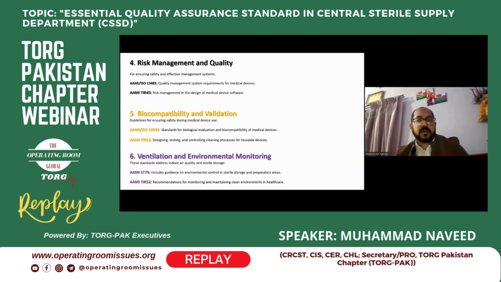Our decontamination zone needs a different temperature and humidity, and we have to maintain a different number of air exchanges per hour for air circulation. In our packing zone, we have to maintain positive air pressure, temperature, and humidity. ST79 tells us about all of these things. The second one is TIR 52, recommendations for monitoring and maintaining clean environments in healthcare. These two tell us about ventilation and environmental monitoring.